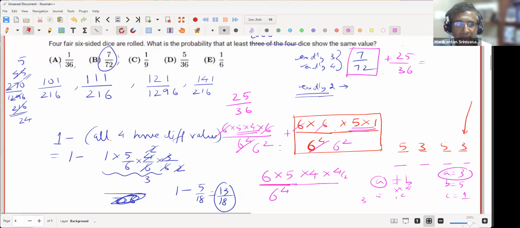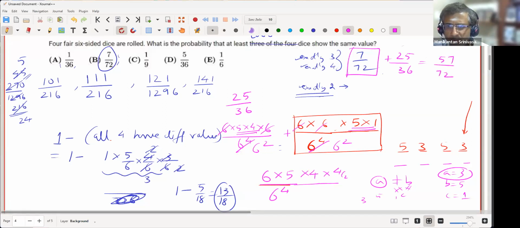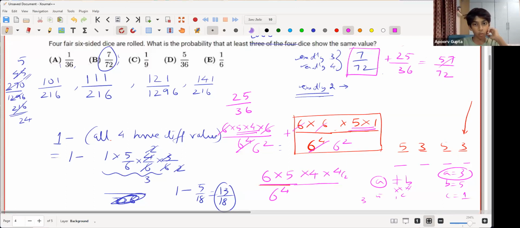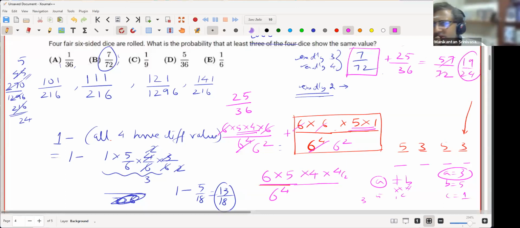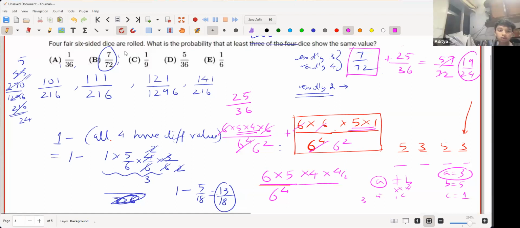Yeah, 57 by 72. Does that simplify, guys? 57 by 72? I think so, right? 19 upon 24. Ooh, okay. What is wrong then here, guys? 19 upon 24. So, Aditya, you had your hand up.